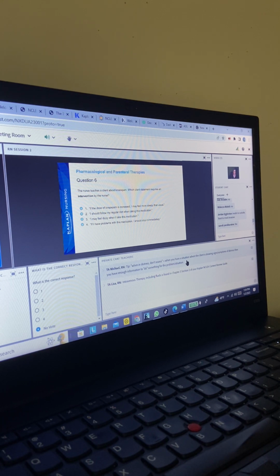Okay, here we go. Question 6. The nurse teaches a client about lorazepam. Which statement requires an intervention by the nurse? Aha. Now this is an evaluation question. So let's just stop for a minute here. We said before that priority questions ask us, what is first? What is next? What is best? What is most important?